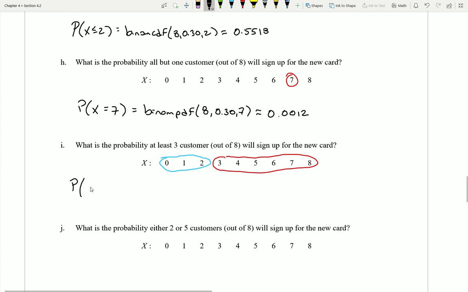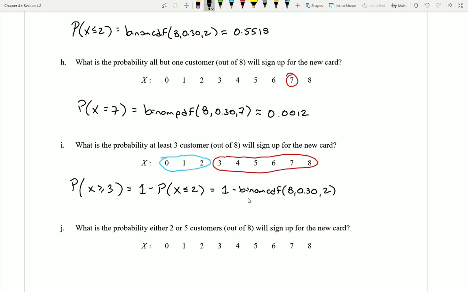So to find the probability that X is greater than or equal to 3, I'll do 100% minus the probabilities that I don't want, which are from 2 and less. And I can find those blue probabilities using a binom CDF that has n as 8, p is 0.3, and 2 as the value that I'm going to stop at. If I type all this into the calculator, I end with a final value of 0.4482.